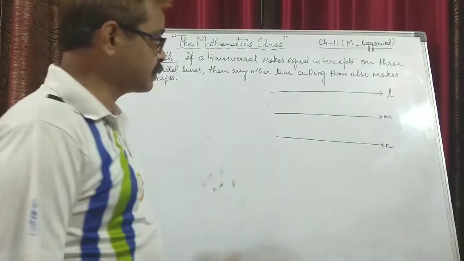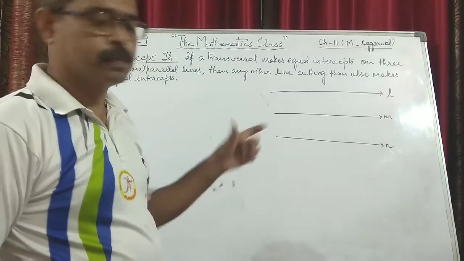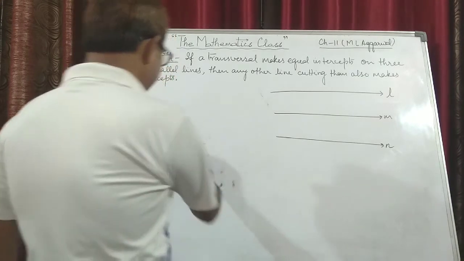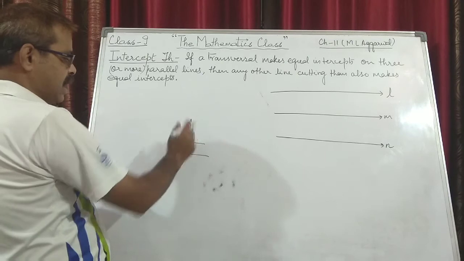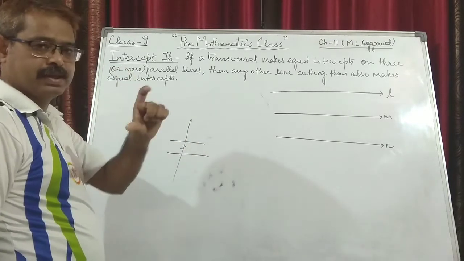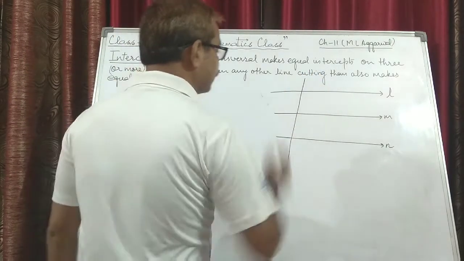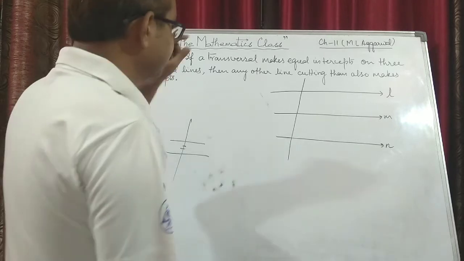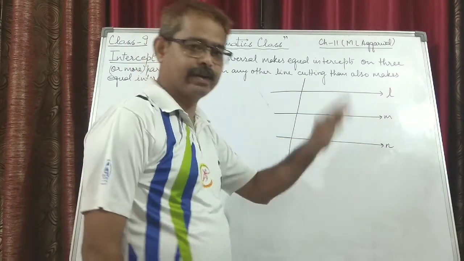Now what are intercepts and what is a transversal? In class 8 and class 7 you have studied 2 parallel lines are there and a transversal, a line which cuts these 2 parallel lines is known as transversal, and this is known as intercept, the line segment which is in between the parallel lines. So I am taking one more line like this which is cutting these 3 lines L, M and N. Later on I will give the points.